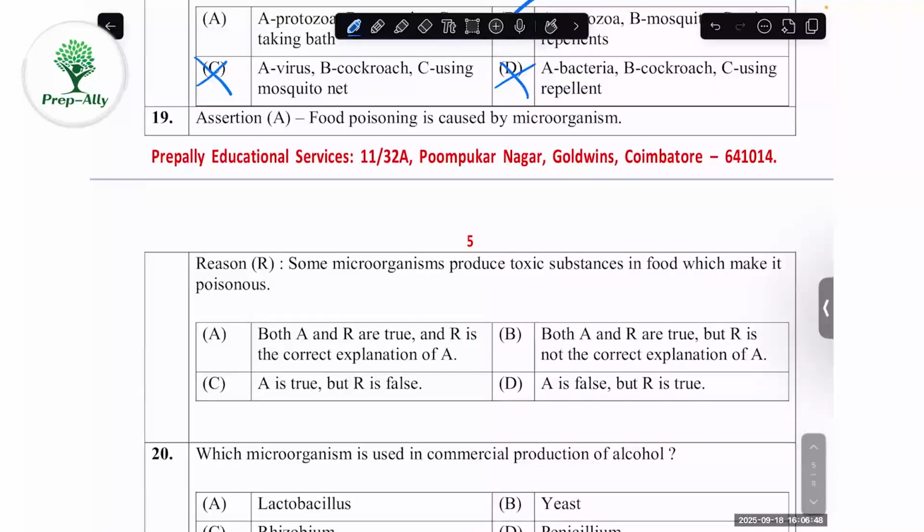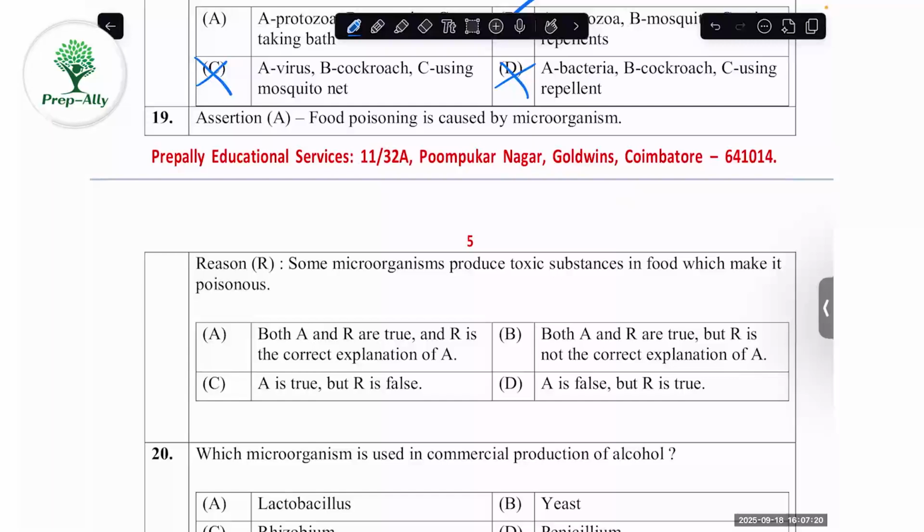19th question. Assertion: food poisoning is caused by microorganisms. Reason: some microorganisms produce toxic substances in food which make it poisonous. Food poisoning is caused by microorganisms. Of course, most food poisoning is due to the action of microorganisms. Reason: some microorganisms produce toxic substances in food which make it poisonous. Yes. So what actually happens inside the food in food poisoning?